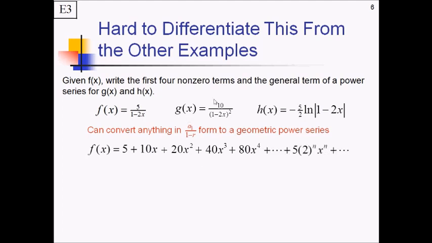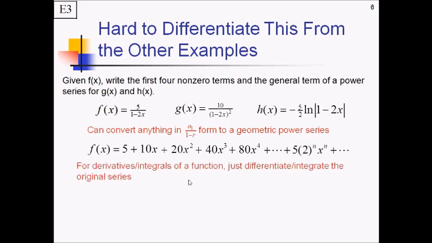All right, now to get g and h, as we said before, for derivatives and integrals of a function like we have here, you just have to differentiate or integrate the original series. So pause the video and let's get the g function here. Now again, g is really just f prime. So I'm just taking the derivative of the f series to get the g series.